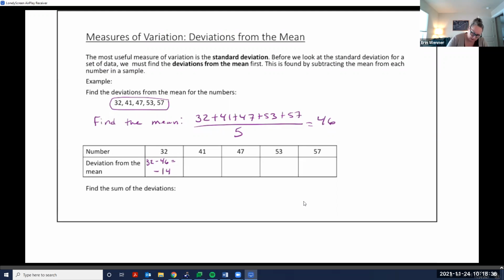So 32 minus 46 is negative 14. 41 minus 46 is negative 5. 47 minus 46 is 1. 53 minus 46 is 7. And 57 minus 46 is 11. And again, if we sum the deviations, we get 0, and this should always be 0.